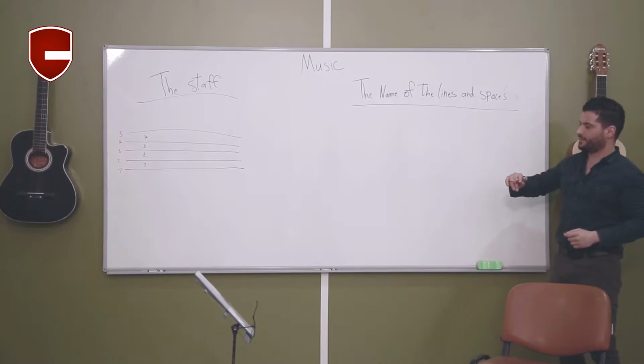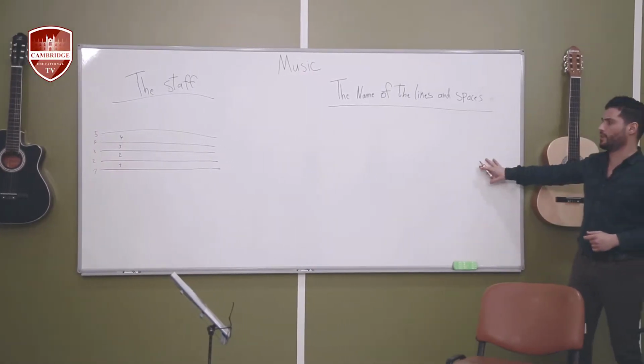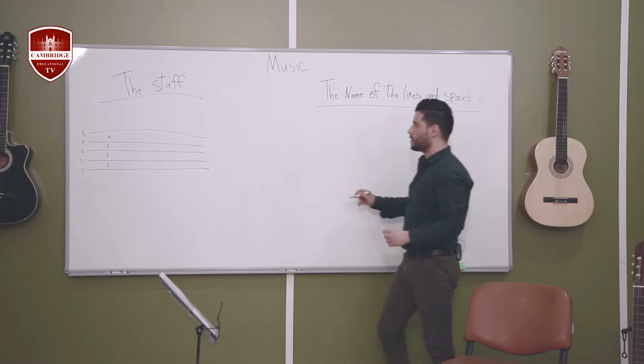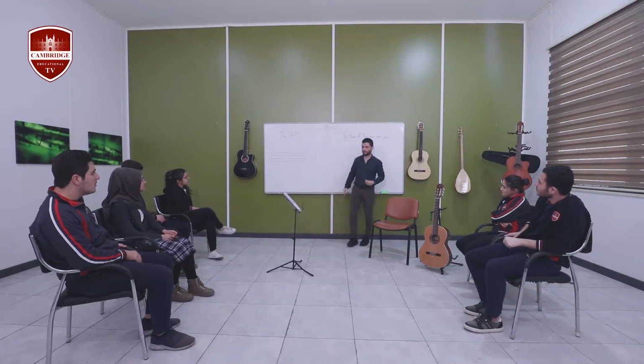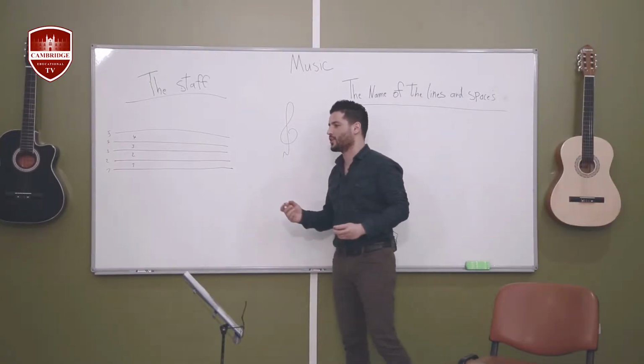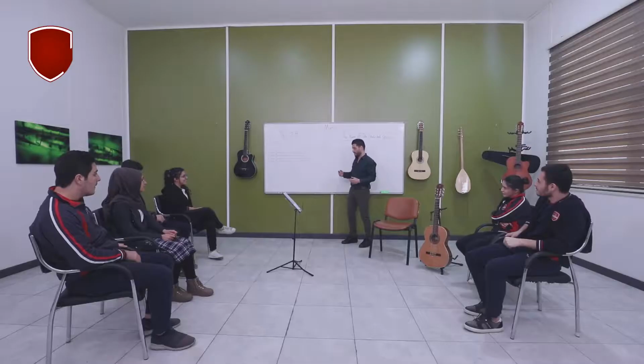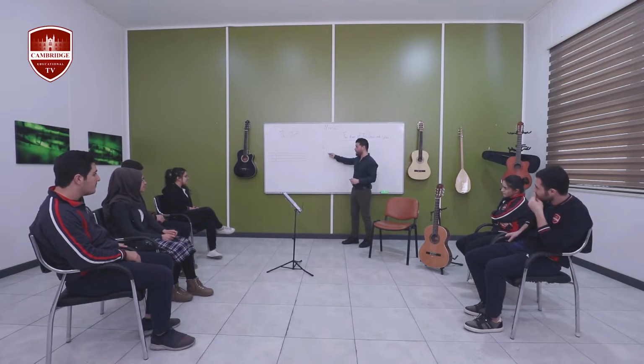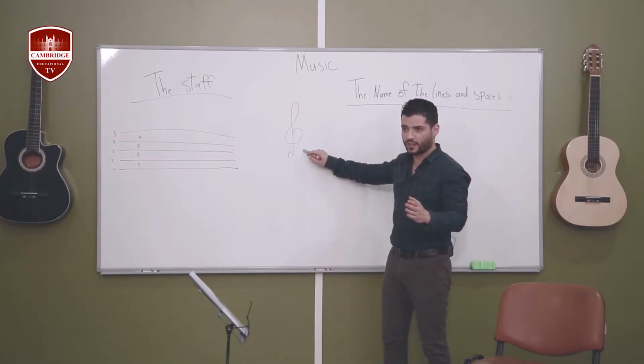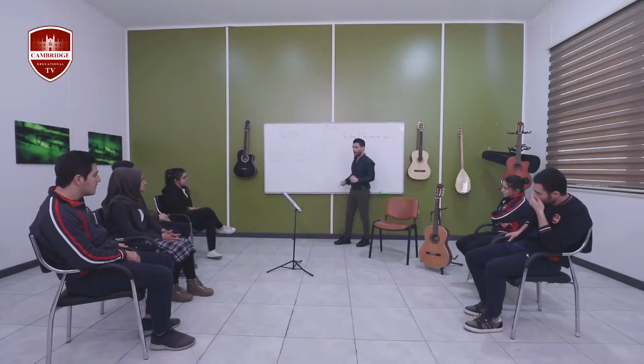The second thing we have, before we go to the names of the lines, is this symbol in music. You all saw that, right? Do you know what it's called? Doesn't have to be in English. It's called the key of G, or the treble clef. If you forget, just remember that he's in trouble. Do you know why he's in trouble?